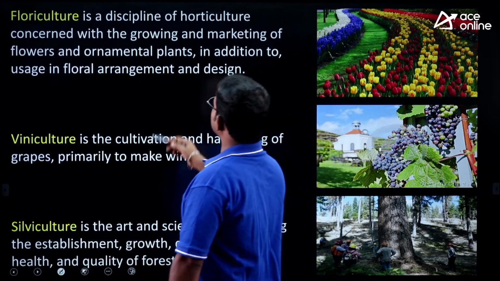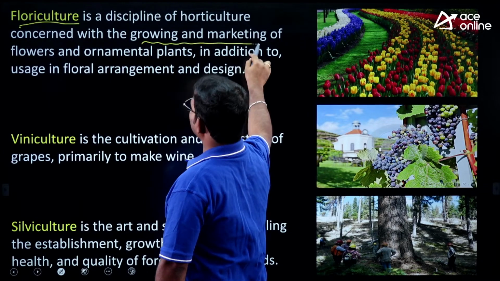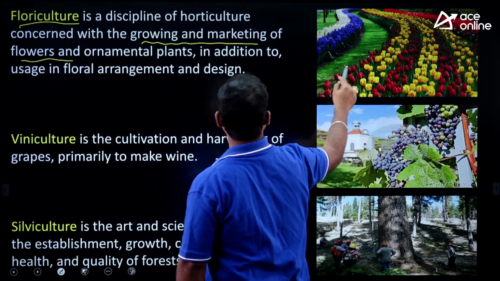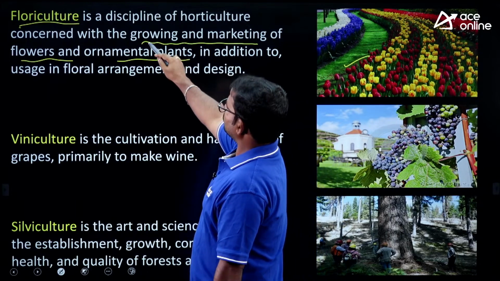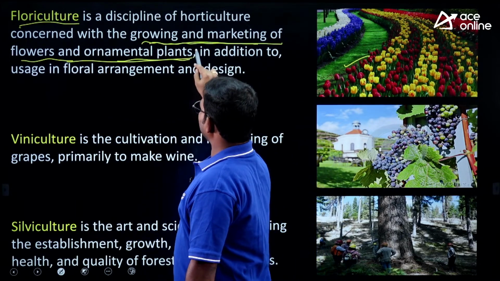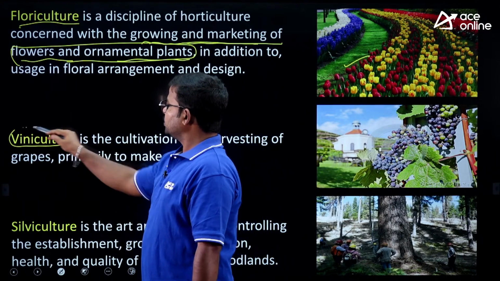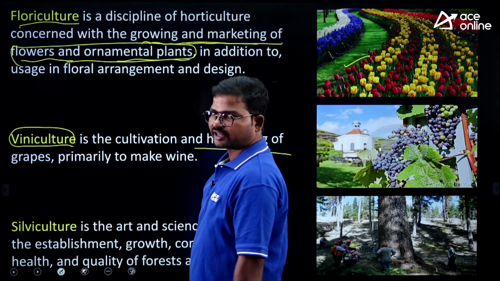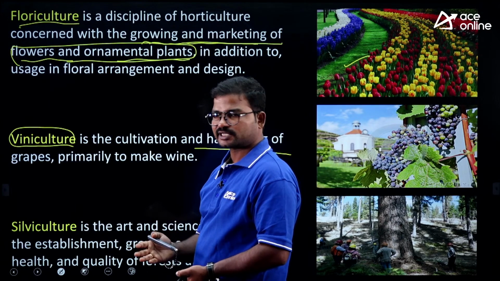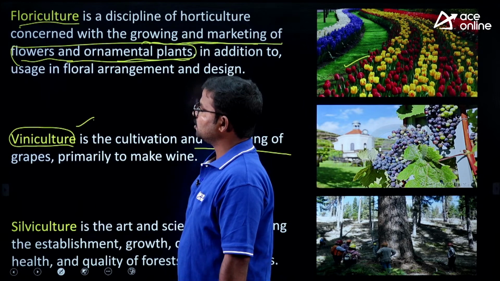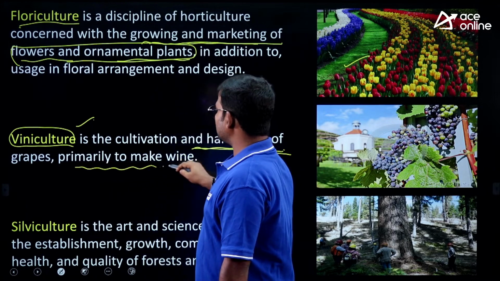So here floriculture means the study of growing and marketing of flowers and ornamental plants. Simply remember growing and marketing of flowers and ornamental plants, that is floriculture. Next one, viniculture means cultivation and harvesting of grapes. After cultivation of grapes, we can prepare wine related products, so that is considered under viniculture. So cultivation and harvesting of grapes, primarily to make wine.